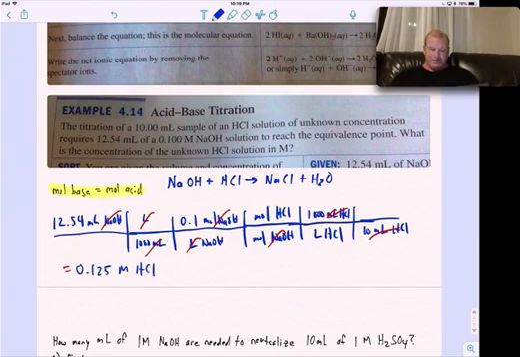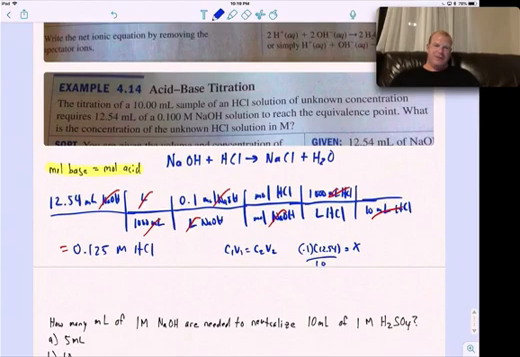The other way you can do it is C1V1 equals C2V2, and you could have 0.1 times 12.54 equals unknown times 10 milliliters, and then divided by 10, and get your unknown, which is the same way as doing that. But I want to do the dimensional analysis to show you how you can be attacking these problems. I'd probably do the concentration 1, volume 1, equals concentration 2, volume 2. But either way will work.